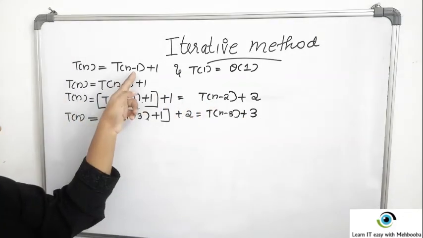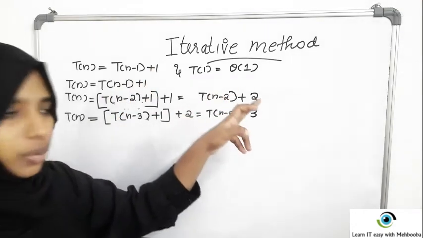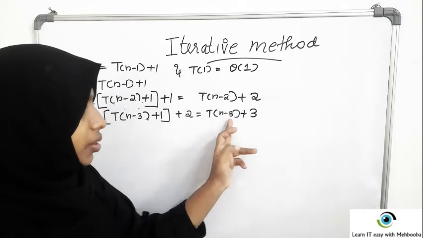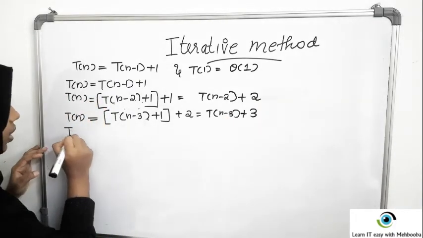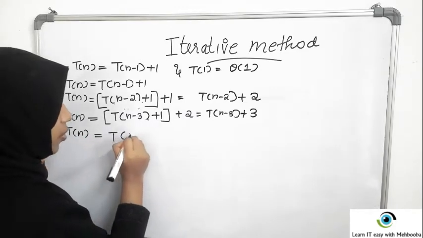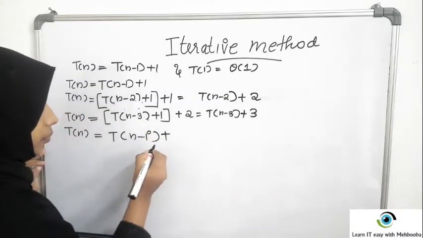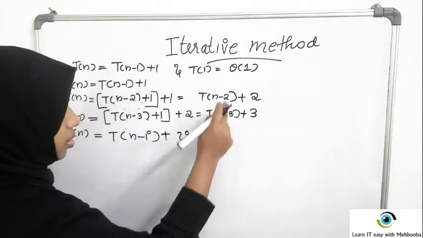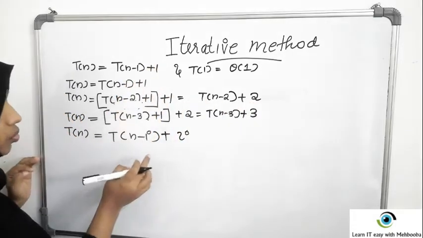If it is t of n minus 1, the constant term is 1. If it is t of n minus 2, the constant term is 2. If it is n minus 3, the constant term is 3, isn't it? So definitely the pattern can be written as t of n is equal to t of n minus i plus i. Because if it is minus 2, it is 2. If it is minus 3, it is 3. If it is minus 1, it is 1.